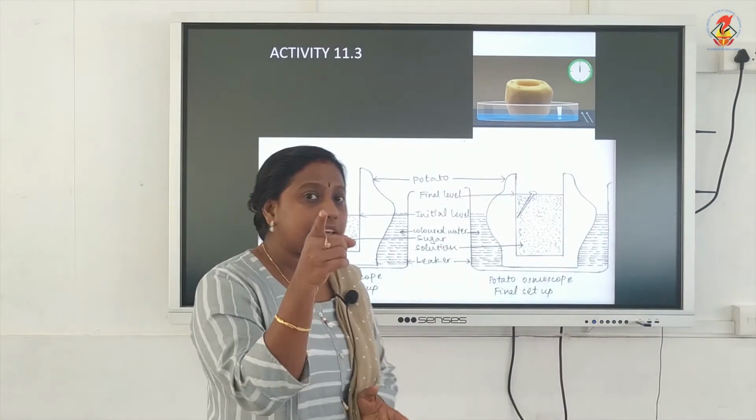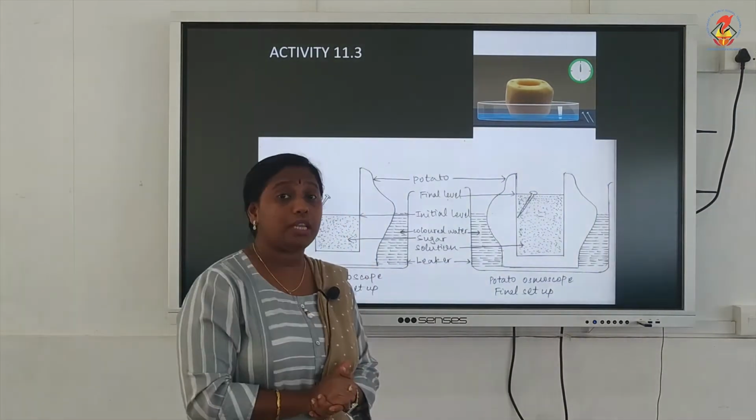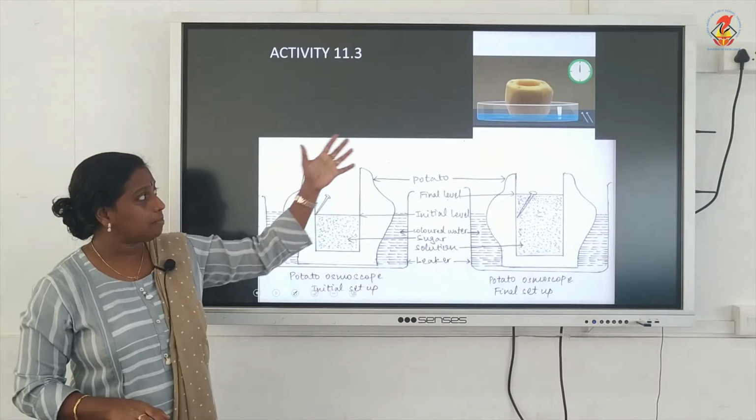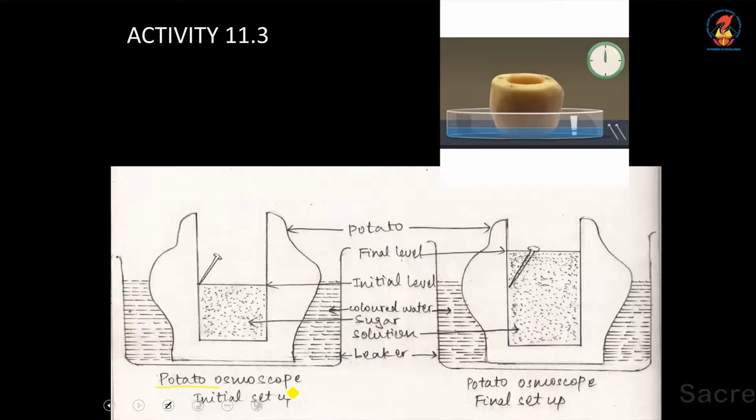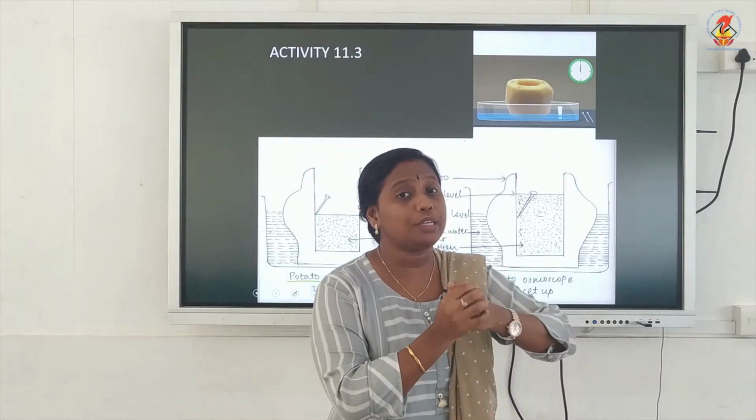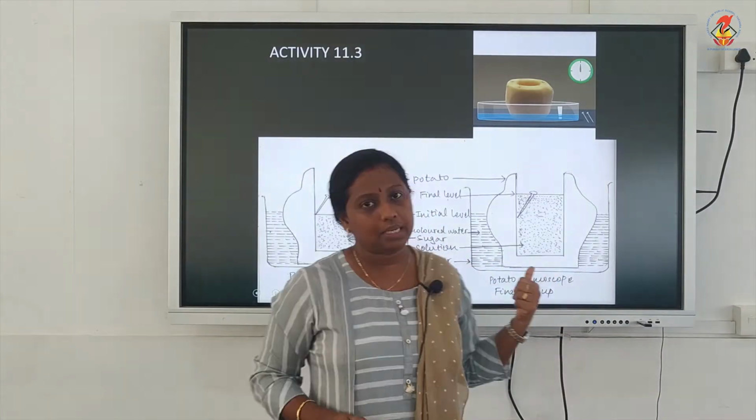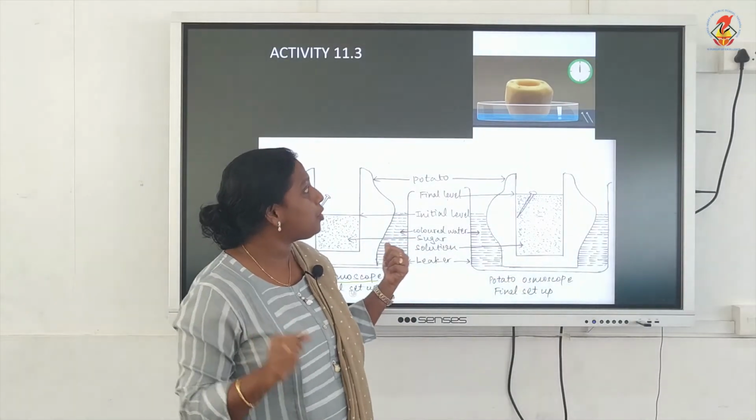Actually, this activity is given in your textbook, activity 11.3. You call this setup as potato osmoscope. Now, what do you do with this here? You are going to demonstrate how the root absorbs water. What happens in the soil, how the root hair is absorbing water. That is what you are going to demonstrate with this experiment. You call this experimental setup as potato osmoscope.